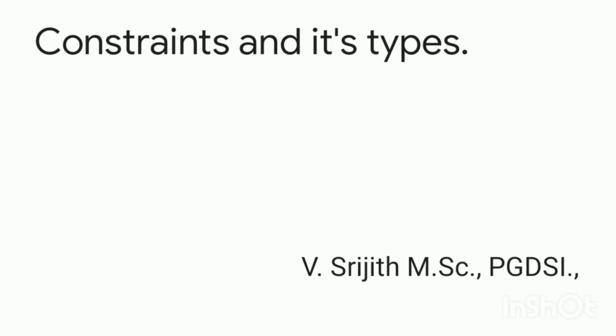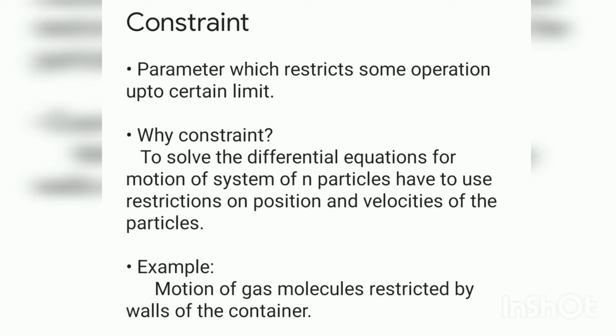Now let us see what is constraint and why we are using constraint in classical mechanics. Constraint is a parameter which is used to restrict an operation up to a certain limit.